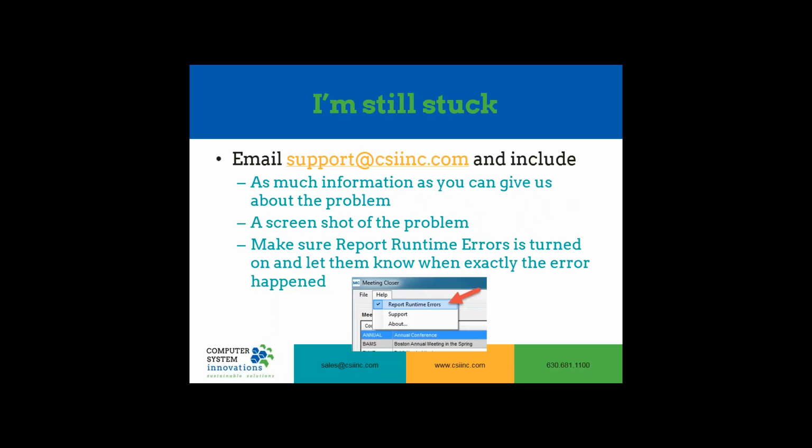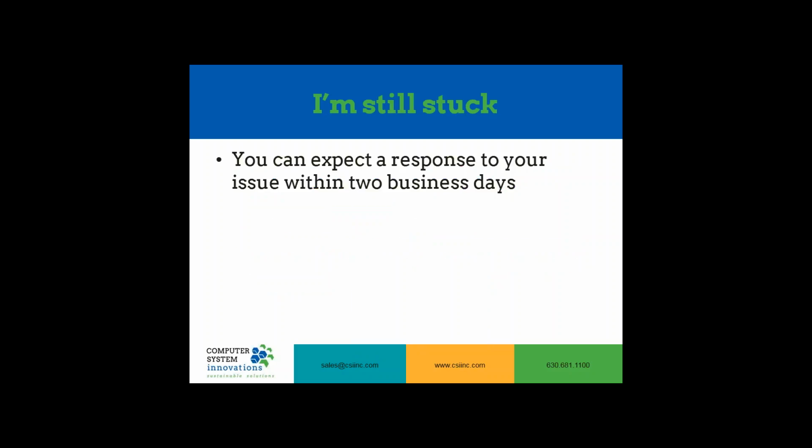A last-minute tip is we have this new little thing in Meeting Closer called Report Runtime Errors. That's going to send information about the error to us here at CSI. And if you have that on and you send us an email at support@csiinc.com with a screenshot of what went wrong and information about, hey, I was trying to close an event, and I did this, this, and this, and I clicked these checkboxes, and it errored out, and I have the runtime errors on, then in about 2 business days, we're going to get back to you. Today, it's running about 1, but we try and finish everything within 2 business days, and we're going to get back to you with some help.